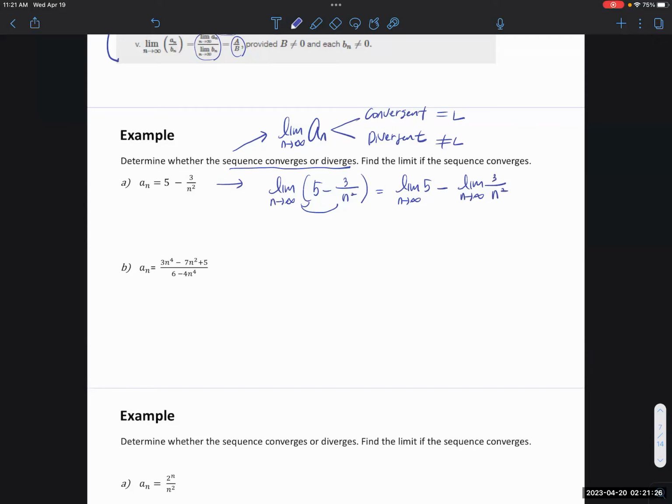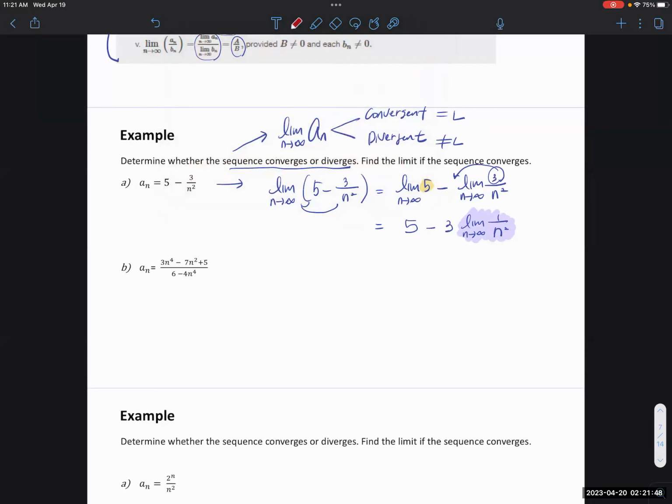Are you okay with that? And I can bring the 3 to the front. So again, the limit of a constant, what did I say? It's going to be 5. And then 3 to the front, limit of 1 over n to the second power. And just hold up here. Do you guys remember this one?